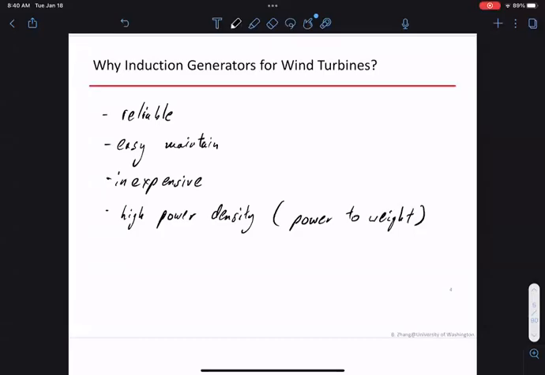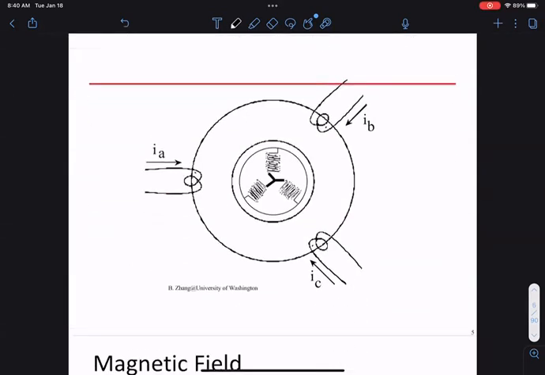All right, so that's why we want to use induction generators. Then, again, there's a review of something you have all seen before, right? It's a rotor with a stator, and you have 3 windings. So to remind ourselves, this is a rotor, that's the rotating part. Stator, that's the stationary part. And then we have different windings. So these are the rotor windings, and these are the stator windings.